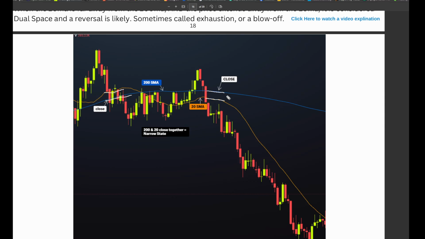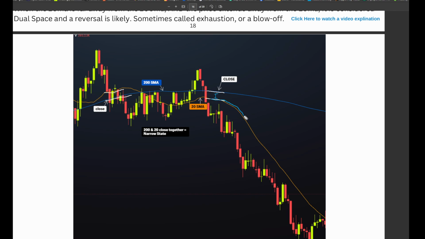What we do is we wait for price to start trending down. When price starts trending downward, and then we get an entry event, or when the SMAs start trending downward, and then we get an entry event, that's when we enter. So we can see here, narrow state.